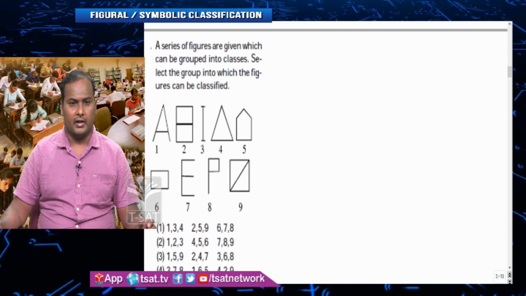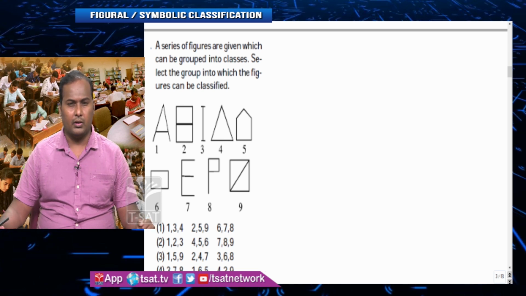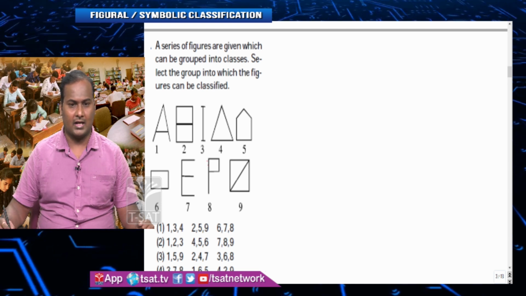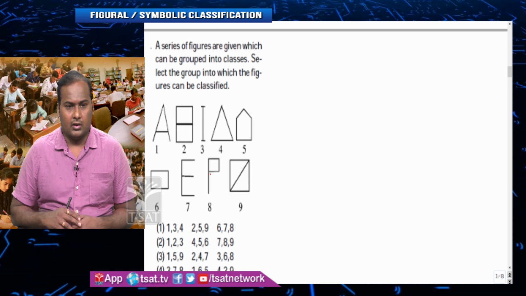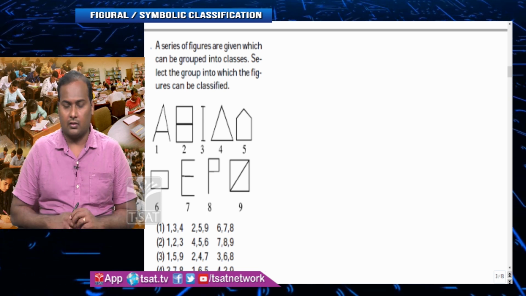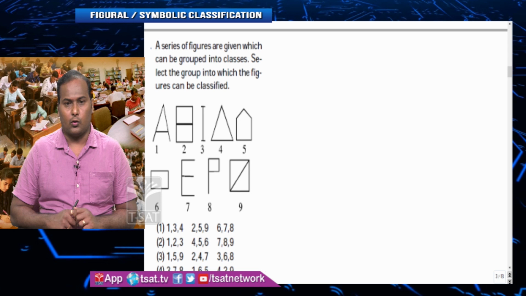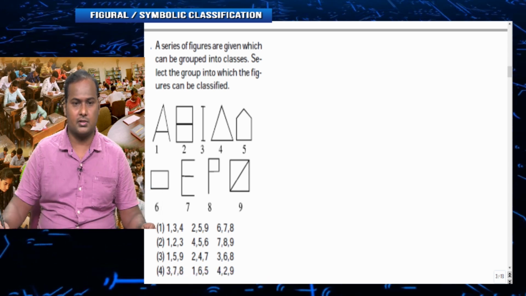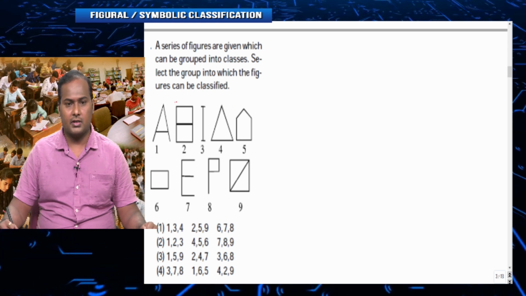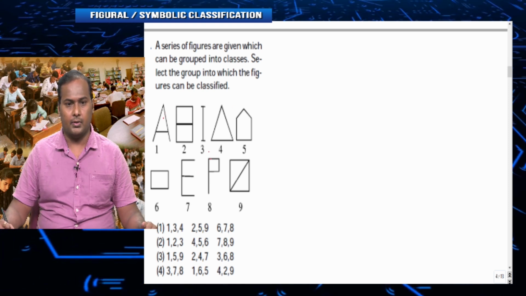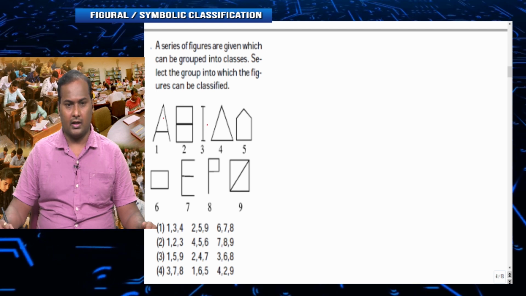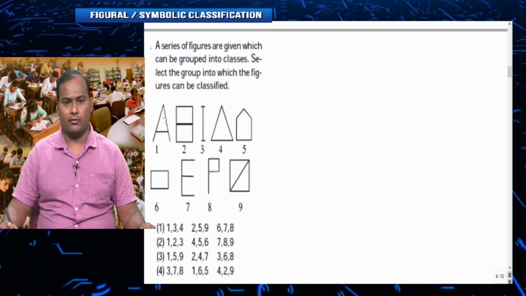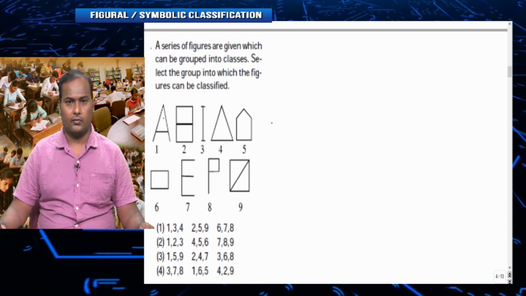In this question, a series of figures are given which can be grouped into classes. Select the group into which the figures can be classified. If you see here, it looks like different lines. The moment you see this question, what you need to identify is that he's asking based on lines, because there is nothing else. There appear symbols like A, E, P, I, but many letters are repeating, so I can't take letters. So directly I will go with the character of lines.